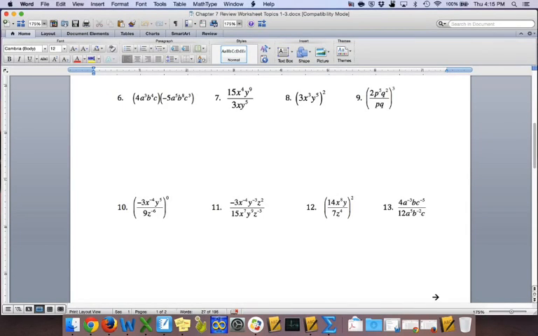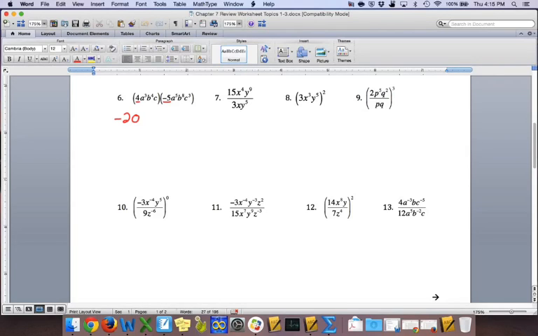Okay, so we're continuing on simplifying. Problems get a little harder as we go along, so I'll try to explain each type. Number 6. Remember, we look at these piece by piece. So we're going to look at the 4 and the negative 5 first and work our way across. 4 times negative 5 is negative 20.